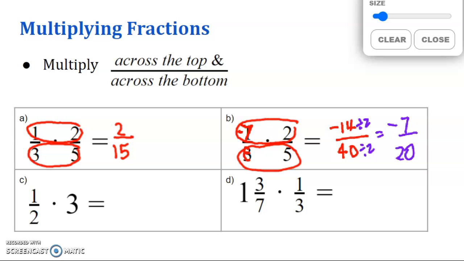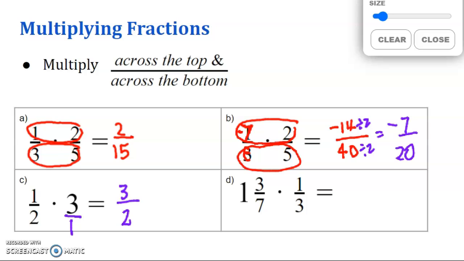Okay, for C, you're multiplying a half with 3. Now, what is 3 in fraction? 3 is the same as 3 over 1. So that means now we're multiplying 1 over 2 with 3 over 1. So that's 3 times 1 is 3, and 2 times 1 is 2. So 3 over 2. Now, this is my final answer.